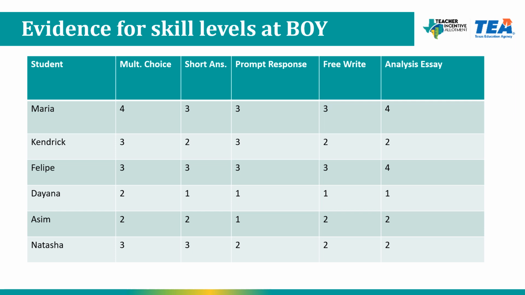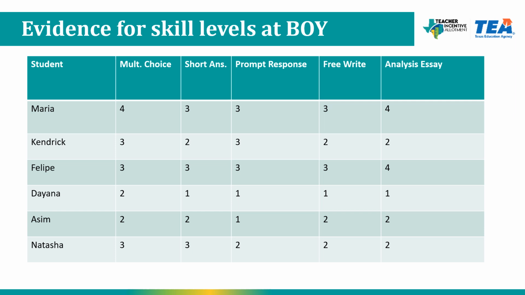Over the first 6 weeks, the teacher assigns various tasks, such as multiple choice questions, short answers, prompt responses, free writes, and analysis essays, all scored on a scale of 1 to 4. Based on these assignments, the teacher assesses each student's proficiency. For instance, Maria might perform well across all tasks, indicating that she is well above typical for the entering 8th grader.